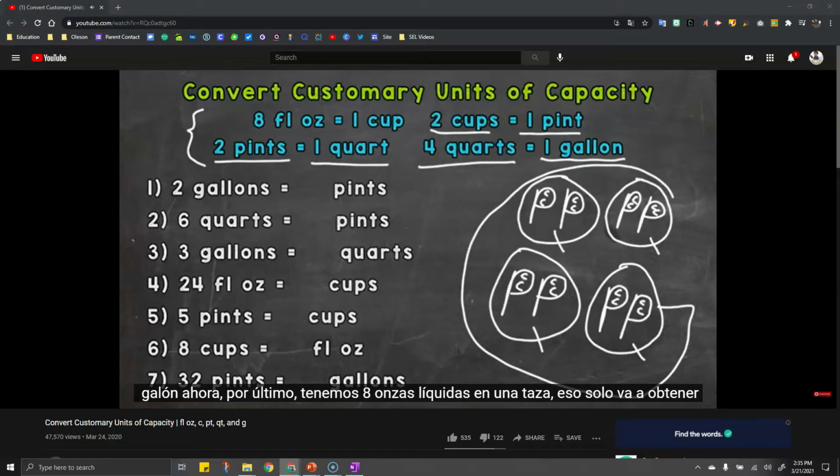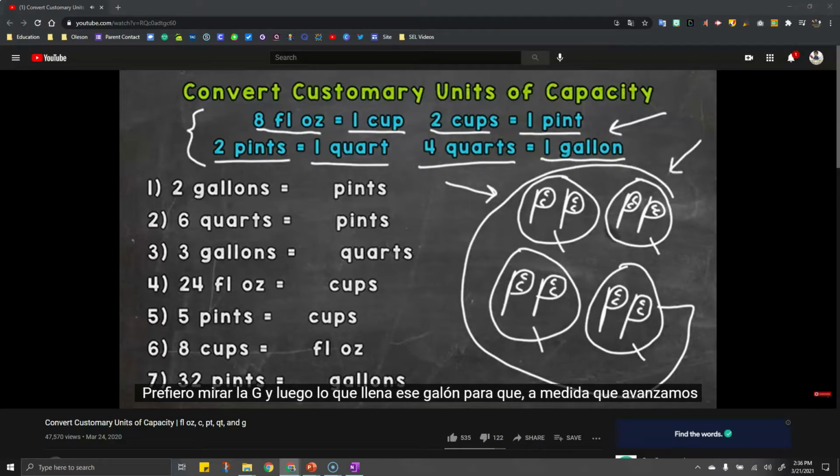Now lastly, we have 8 fluid ounces in 1 cup. Now that's just going to get too small to put 8 fluid ounces in each of those C's, so we are going to leave that one out of this here. So let's go into some conversions. And again, some people prefer to look at notes like the notes up top, and some people prefer to look at the G and then what fills that gallon. So as we go through, you can use both or use whatever you prefer.